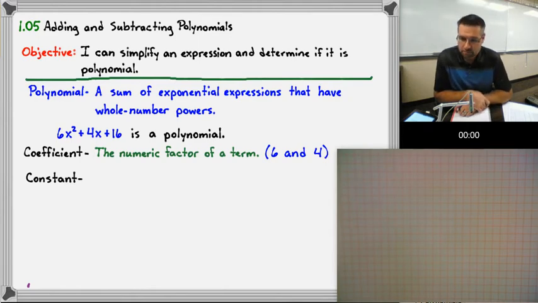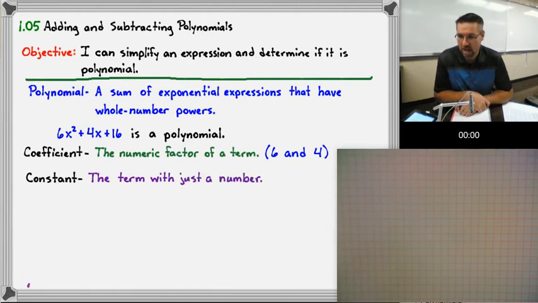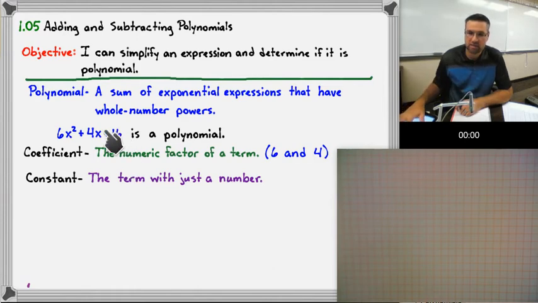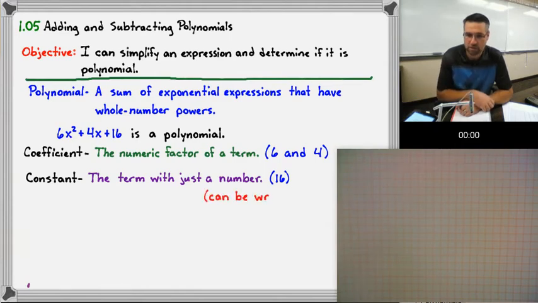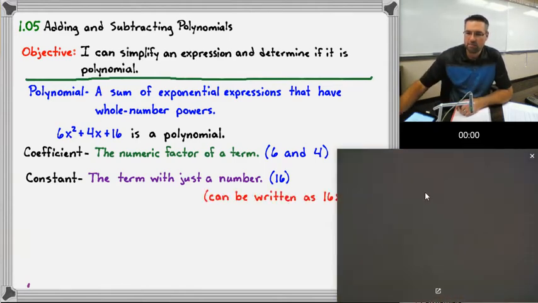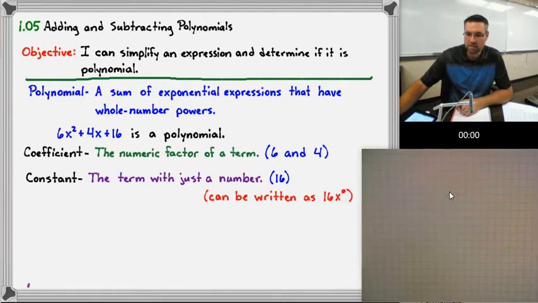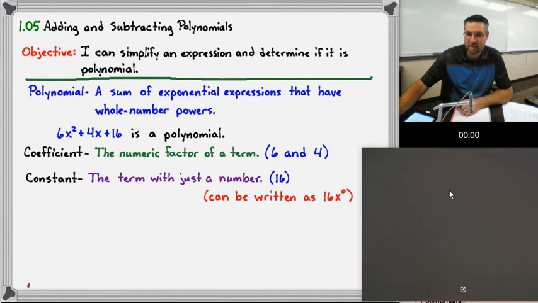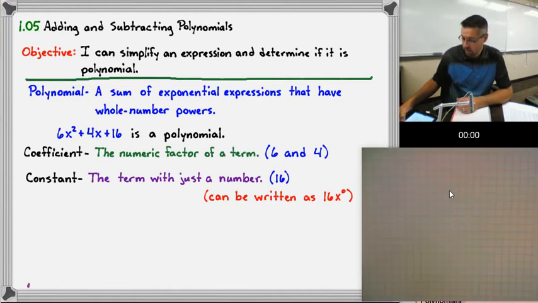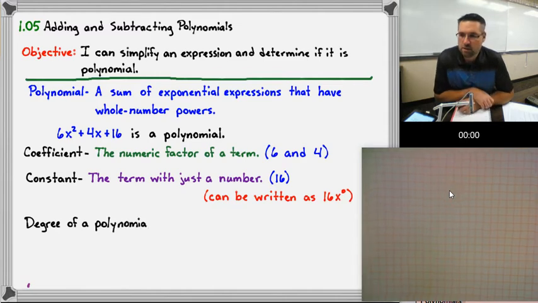A constant is a numeric value that we are adding to the end of a polynomial or the end of an expression, okay? The term with just a number. So in this polynomial, the term with just a number is 16. So our coefficients are 6 and 4, and our constant is 16. Just be familiar with that terminology, so when I use it, you go, okay, I know what he's talking about when he says the coefficient and the constant, okay? So, like I said before, the constant can be written as 16x to the 0, because x to the 0 is 1, and 16 times 1 is 16, okay?